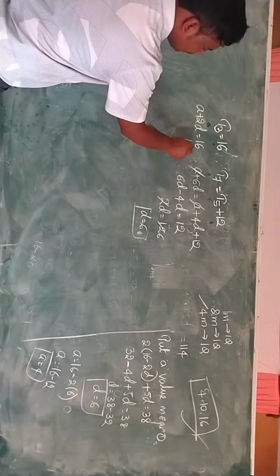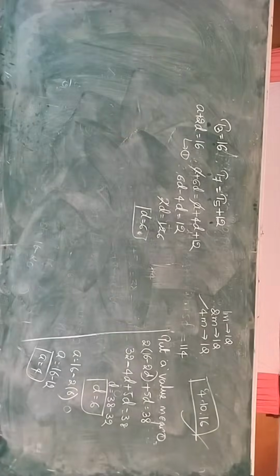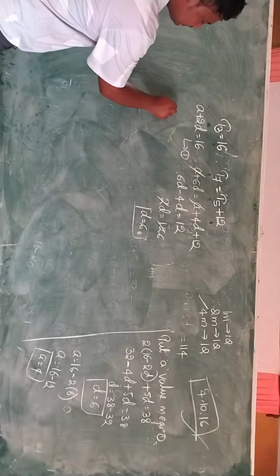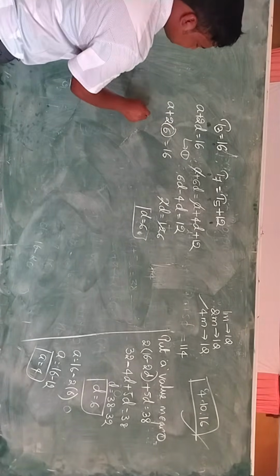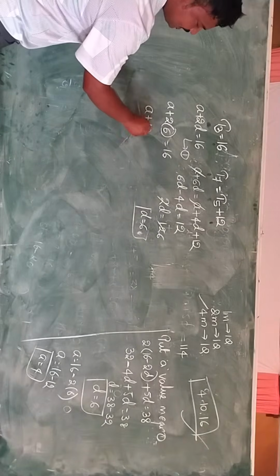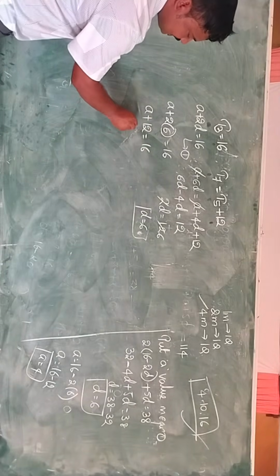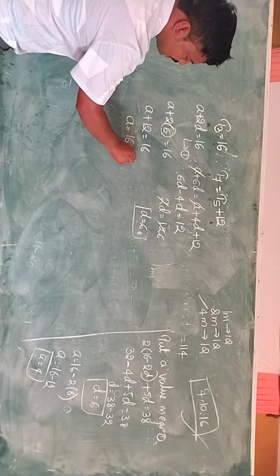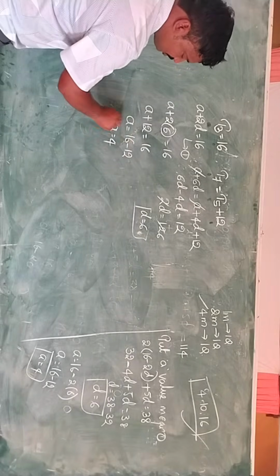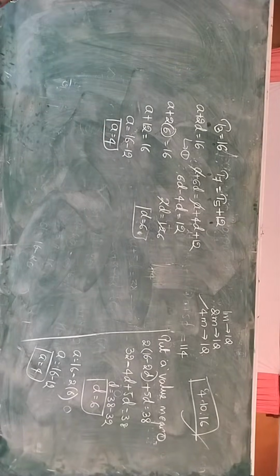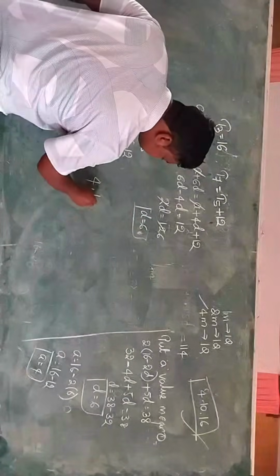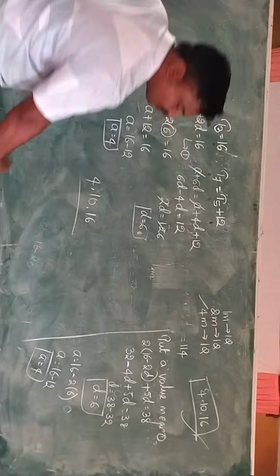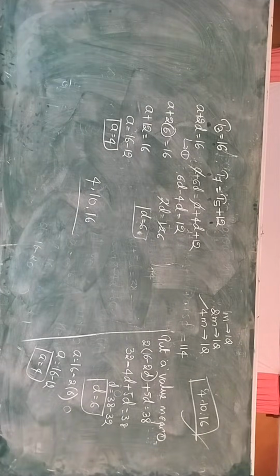Put D value in equation number 1. A plus 2D is equal to 16. A plus 2 into 6 is equal to 16. A plus 12 is equal to 16. So A is equal to 16 minus 12, so A is equal to 4. And asked to write the AP: A is 4 and D is 6, so 4, 10, 16. Correct? How many people got this?